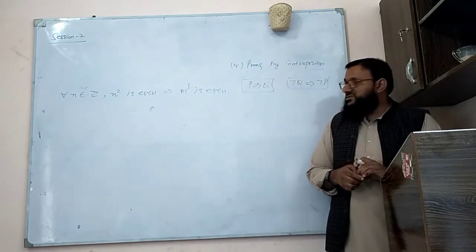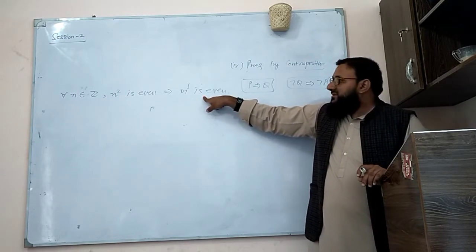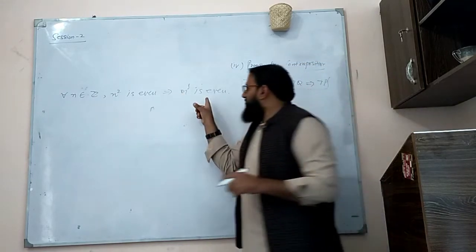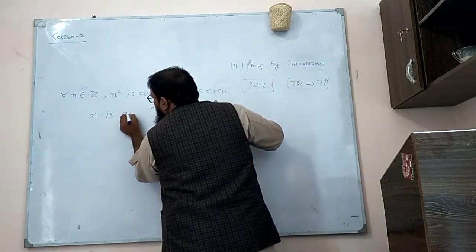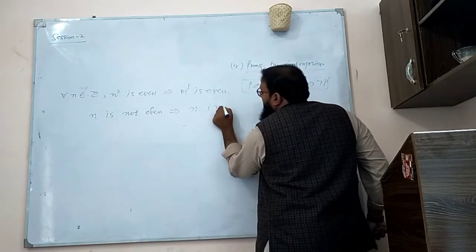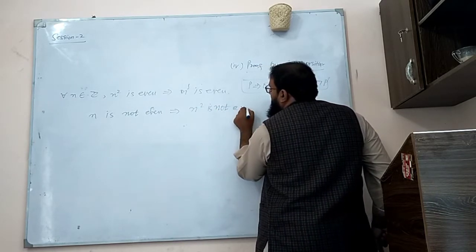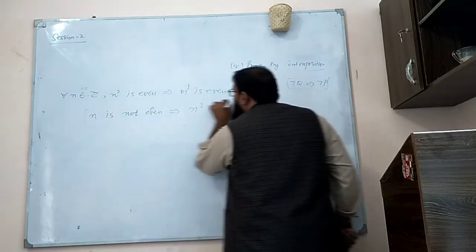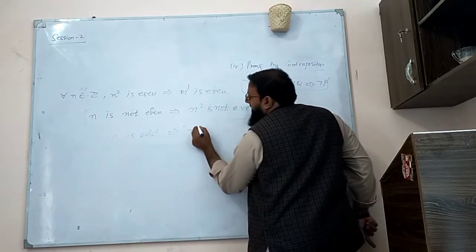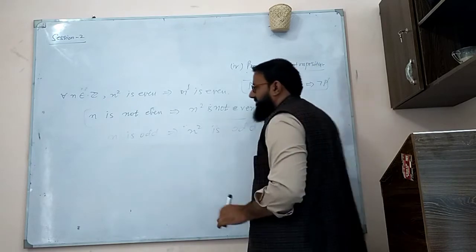What is the contrapositive? If n is not even, then n square is not even. So the contrapositive is n is not even implies n square is not even. Can I rephrase this? Can I say this is n is odd implies n square is odd? Yes. Is it okay? Yes.